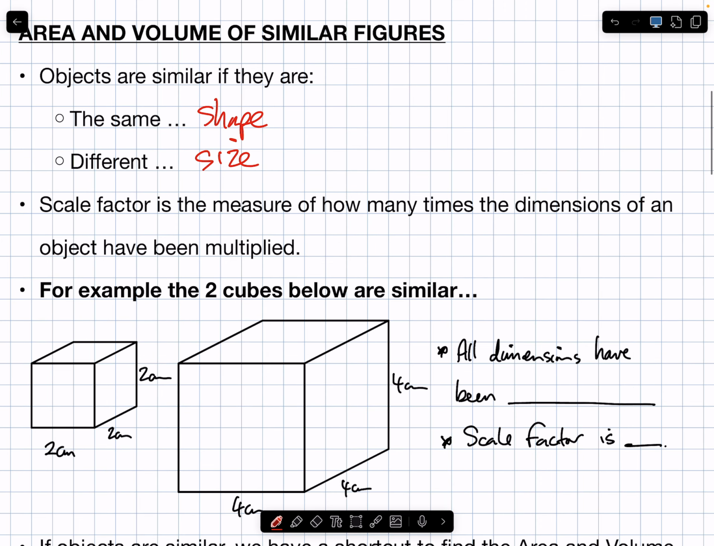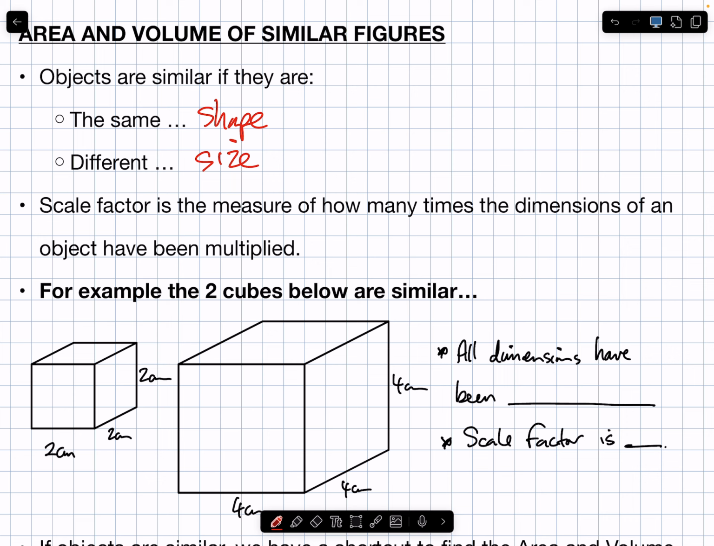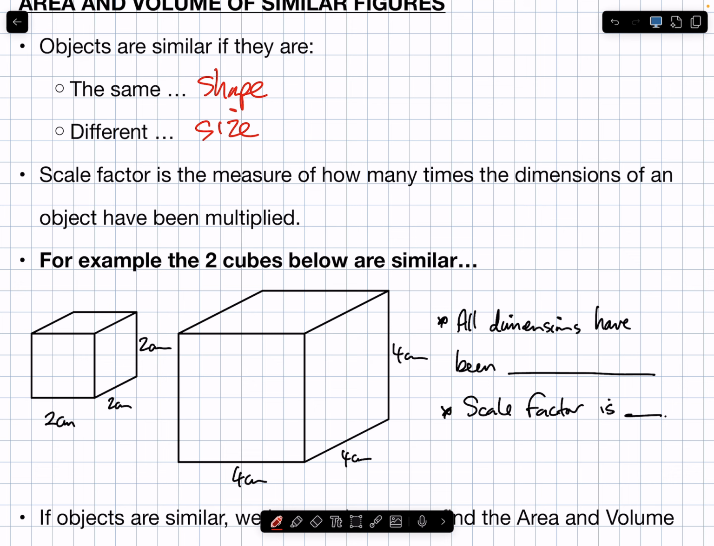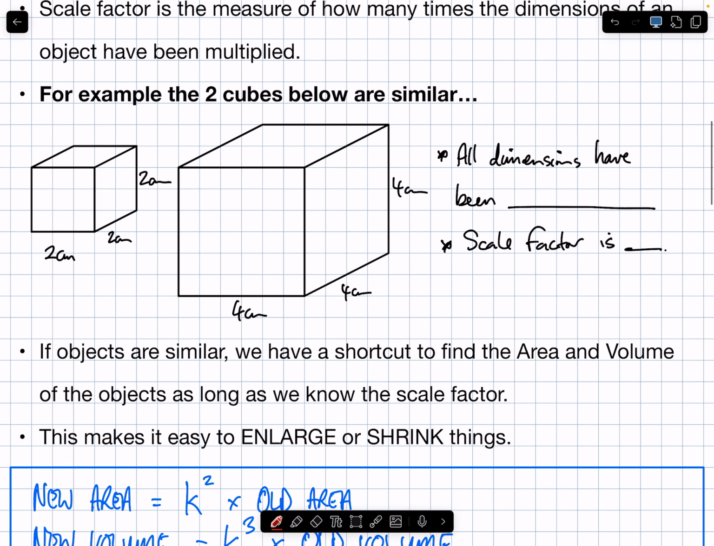They're the same shape but different size. So what we're dealing with here is enlargements and shrinking. If, for example, these two cubes here, I'll scroll it up to the top. This one's 2 centimeters by 2 centimeters by 2 centimeters. This cube is 4 by 4 by 4. What have I done with all those dimensions? Doubled them. Therefore, the scale factor is 2. Everything has been multiplied by 2.